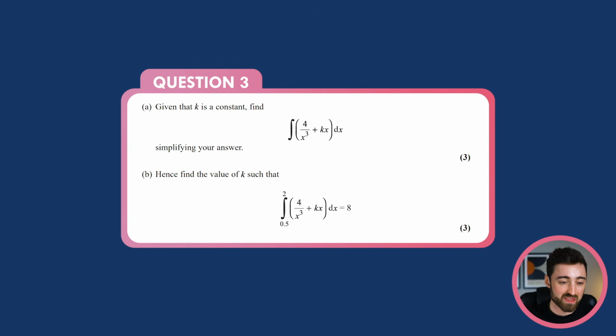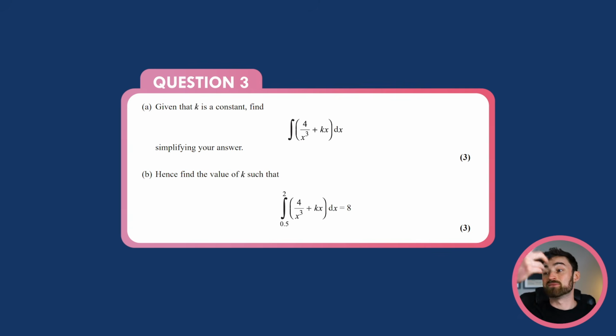Oof! Given that k is a constant, find this. So with integrals in year 12, you really want to express all of these different indices just in the form of x to the power of something. So if you have a square root of x, be like, what's that as a power of x?